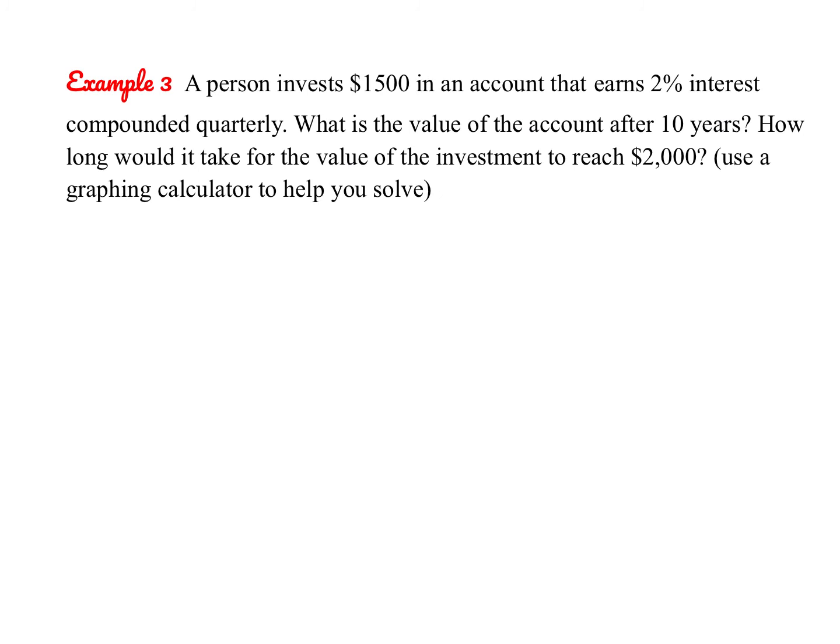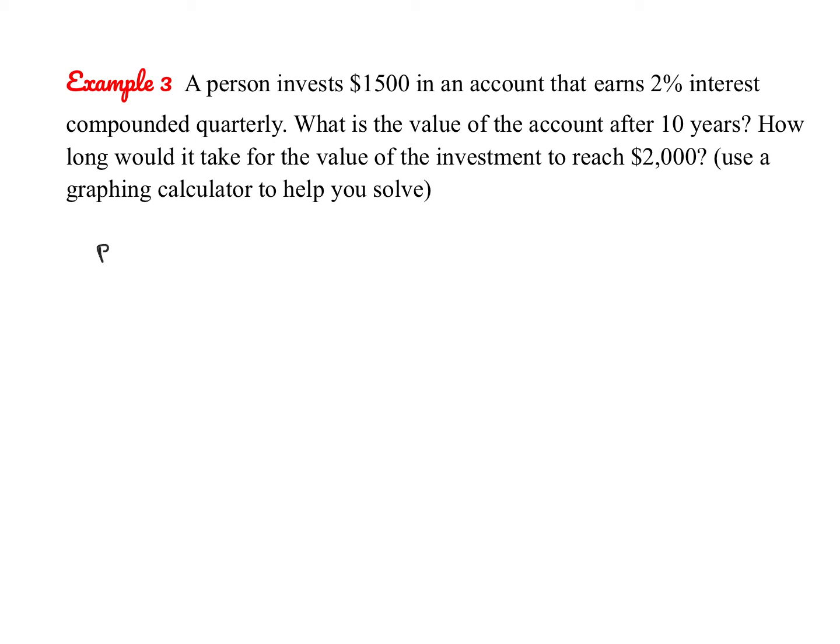All right, let's try another one together. This one says a person invests $1,500 in an account that earns 2% interest compounded quarterly. What is the value after 10 years, and how long would it take for the investment to reach $2,000? We're going to do that part with our graphing calculator again.